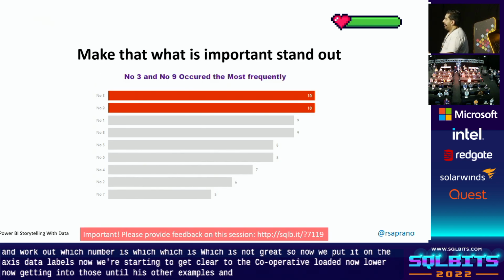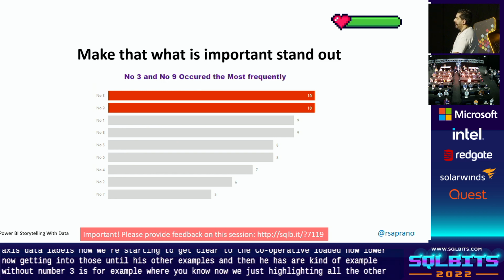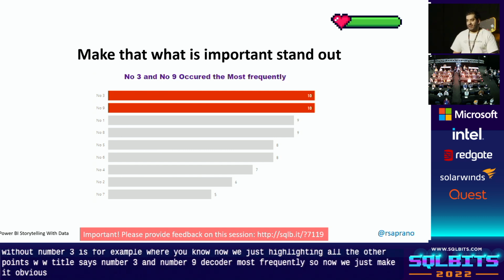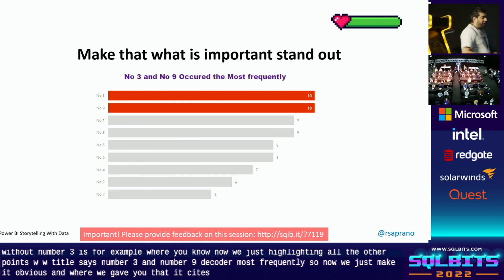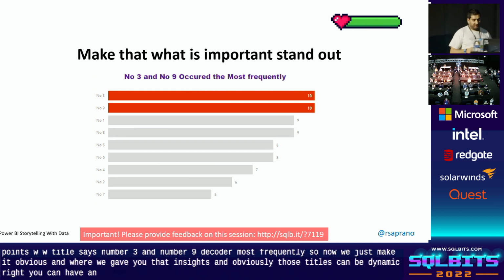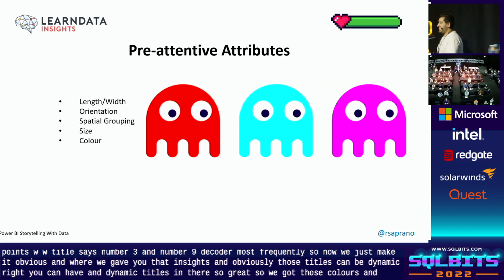And then here's our example with our number threes, where now we're just highlighting all the other points that we want. Our title says number 3 and number 9 occur the most frequently. So now we're making it obvious, and we're giving them the insights. And obviously those titles can be dynamic, right? You can have dynamic titles in there. So great, now we've got color as an example of a pre-attentive attribute.